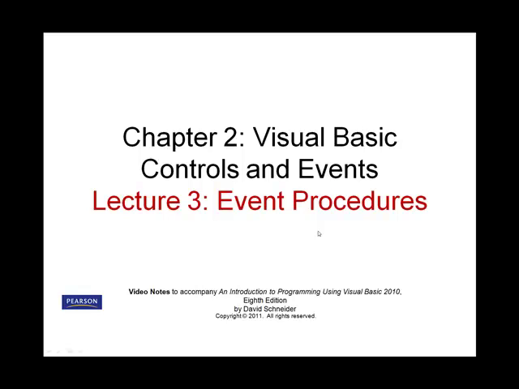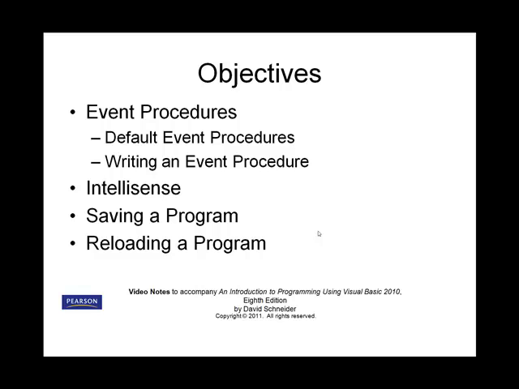Today we're going to look at event procedures from Chapter 2, Visual Basic Events and Controls. An event procedure is simply a mechanism to cause some action whenever the user does something such as click on a button or add some text to a text box. Every control has a default event procedure, and we'll look at that. We'll also look at how to write an event procedure.